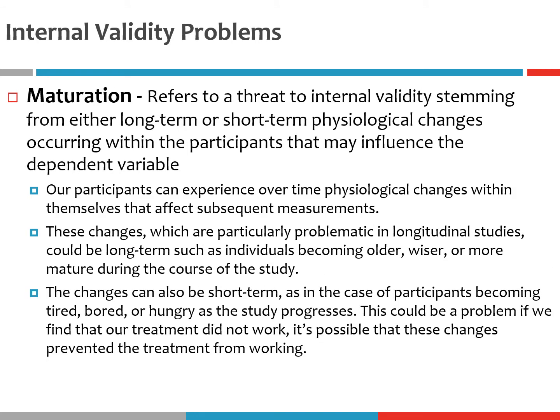Another problem with internal validity is maturation. These are long-term or short-term physiological changes that occur within the participant, and they can influence your measurement, your dependent variable. One example of this happening in my personal studies is I used to give a survey at the end of my study, and the survey was really long. It took maybe 45 minutes to complete, and the participants got hungry, they got tired, their mind wandered, right? And that's a problem of maturation.